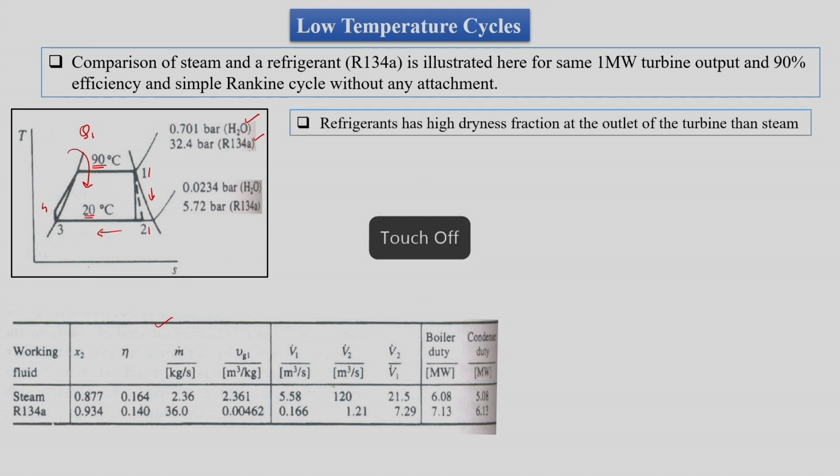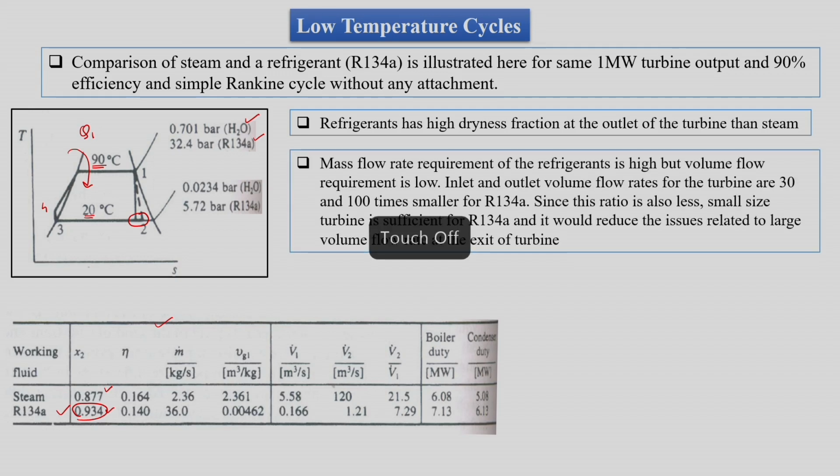Looking at this, the first thing we can see is the dryness fraction. We can see that the dryness fraction for steam is much lower than in the case of R134A. So, R134A gives a good dryness fraction at the outlet. This is good and this is not good. Further, we can see here that the mass flow rate requirement of the refrigerant is high, but the mass flow requirement of steam is less.